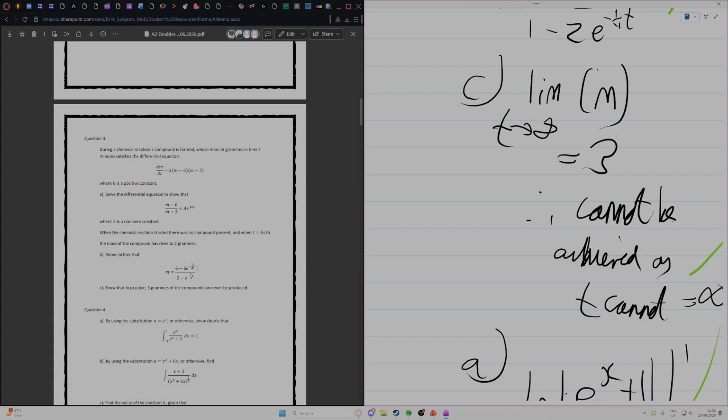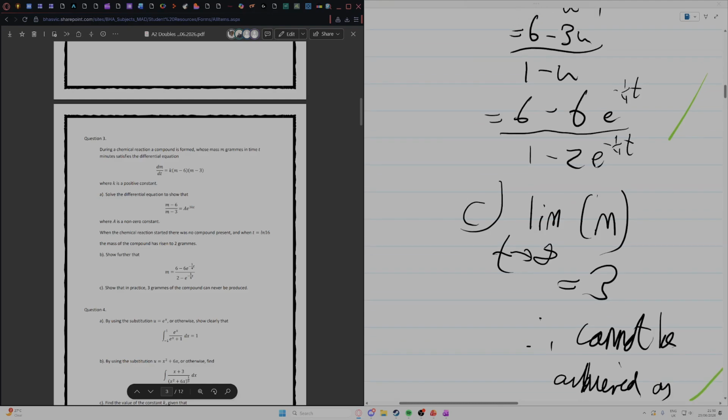Yeah, actually, because that does make a lot of sense, because in this form that they give, the limit as t approaches infinity is 6, therefore 3 grams of the compound can be produced. But with the actual model you're supposed to get, which is the thing that I wrote down here, when you do the limit as t approaches infinity, you're going to get 3, which will, wait, what the?